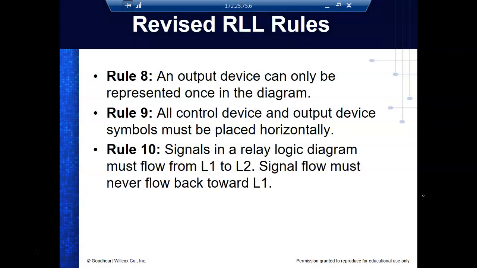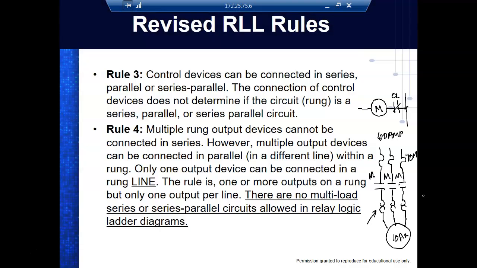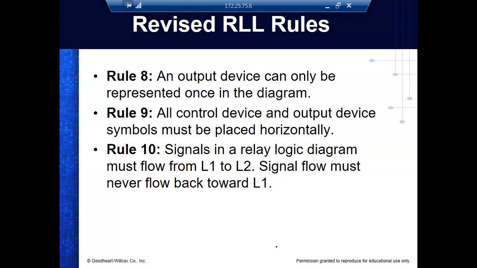Rule 8, an output device can only appear once in a diagram. So I can't come up here and have M, call this M1, and then another rung down here somewhere say M1 again. That means we've got the same coil wired two different ways. So we can only represent it once in the diagram. Each contact controlled by the relay must be given the same name as the relay that controls the contact. I think I went past that.